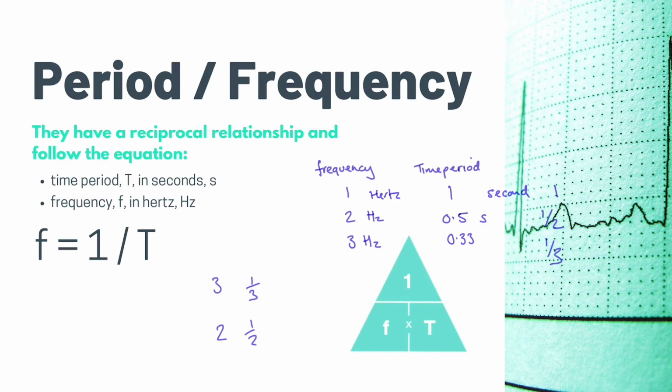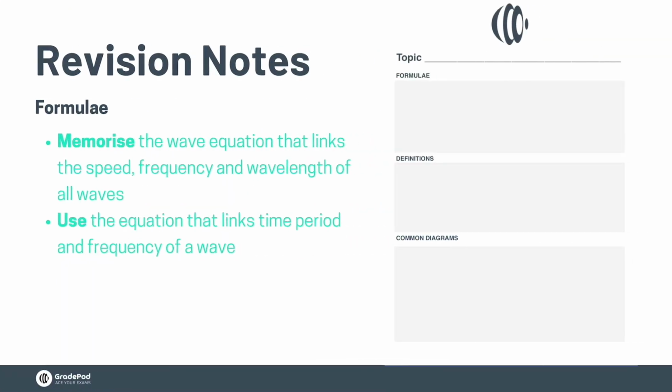That is the relationship here. F equals 1 over t. And of course, if you multiply F times t, guess what you get? Number 1. Job done. Let's go to your revision notes in the formulae section. You need to memorise this equation, so let's write down a little star beside that. And you need to be able to use this equation.